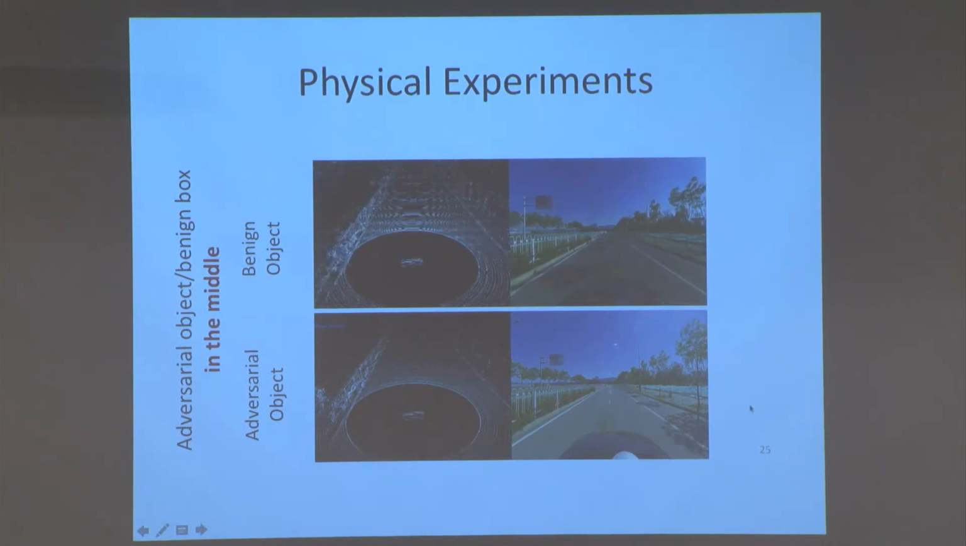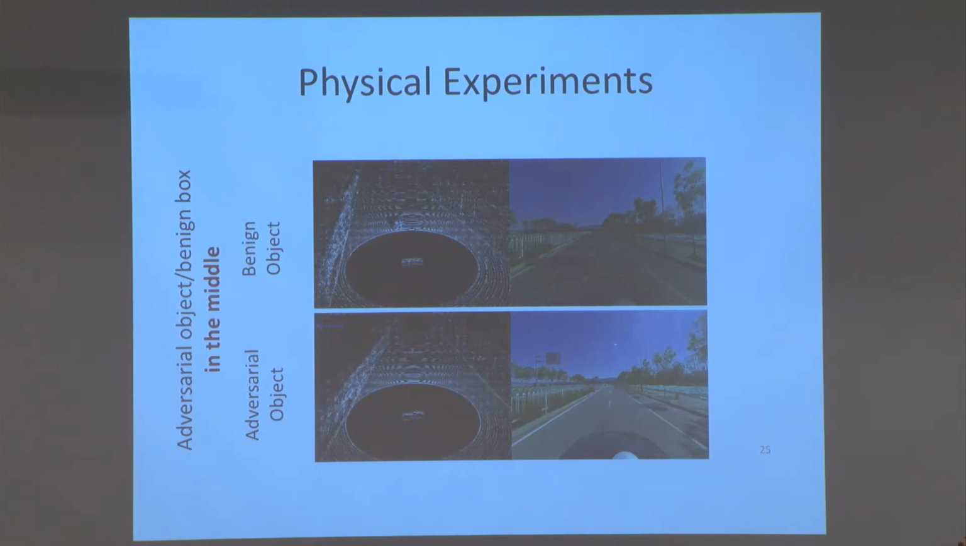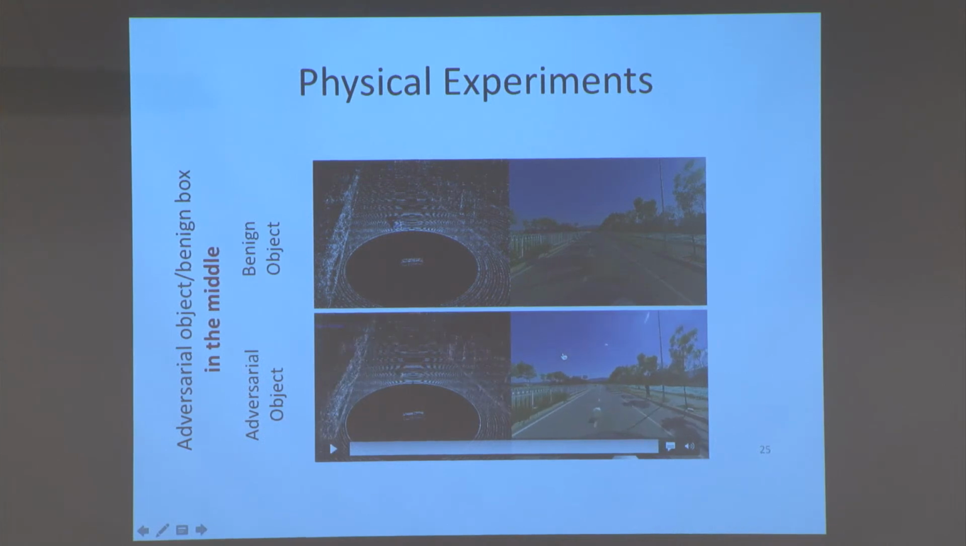So here on the top, you can see this object is almost always misrecognized, even though there is clearly a box here, which is a 3D printed object, relatively large as a box. And if we put a box with similar size in the middle, we can see that most of the time, it will detect the objects with a green box.